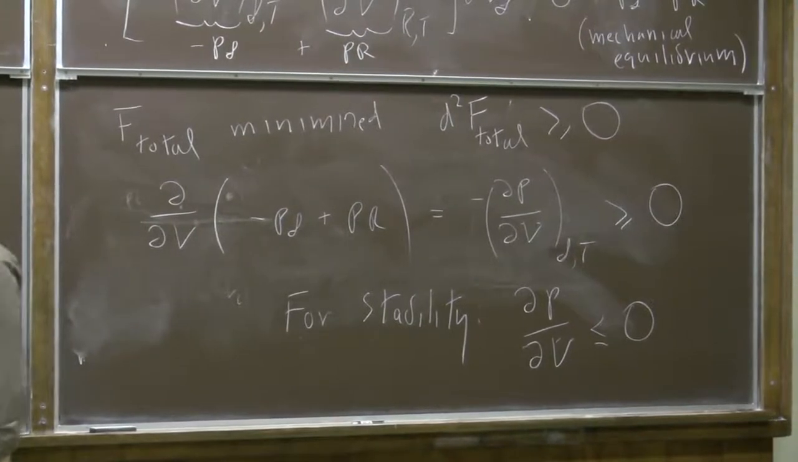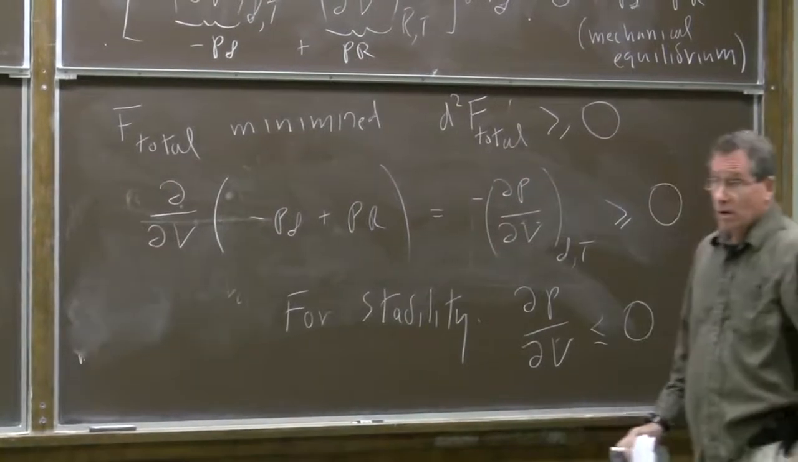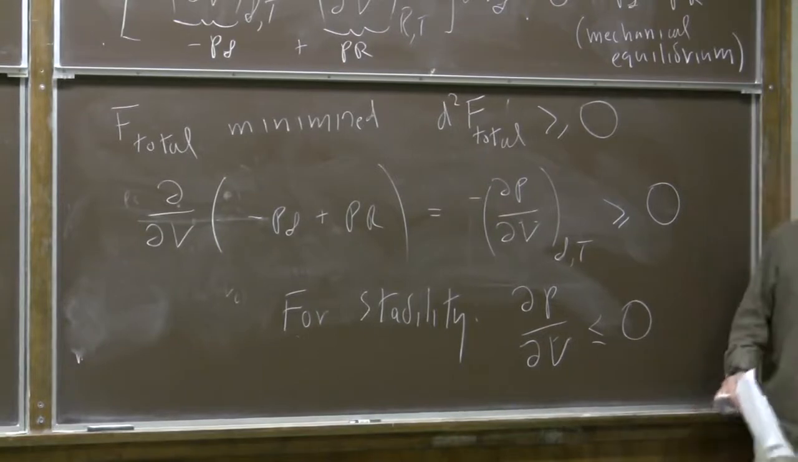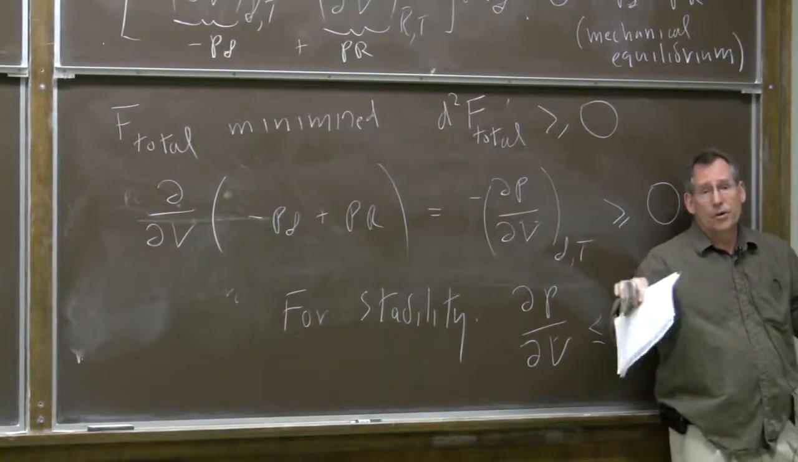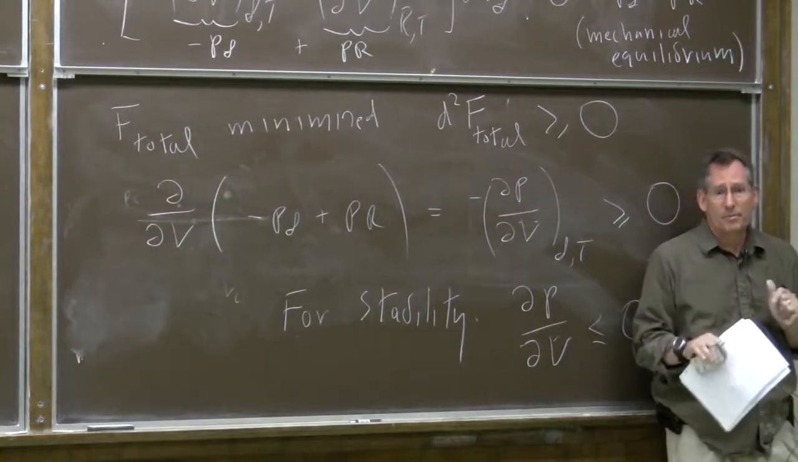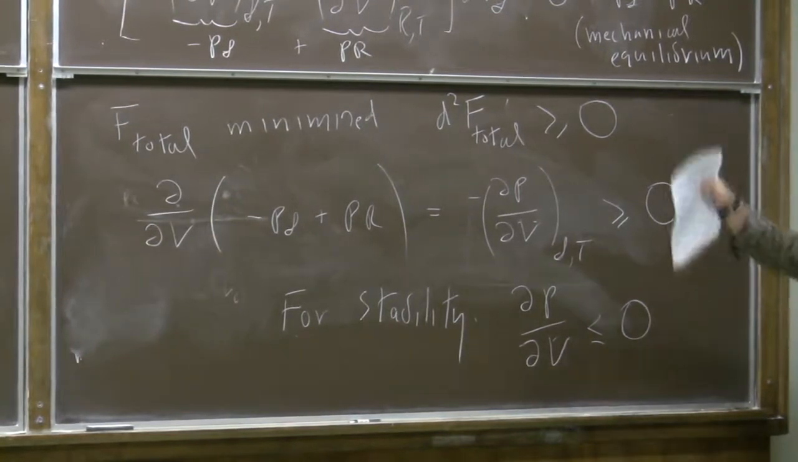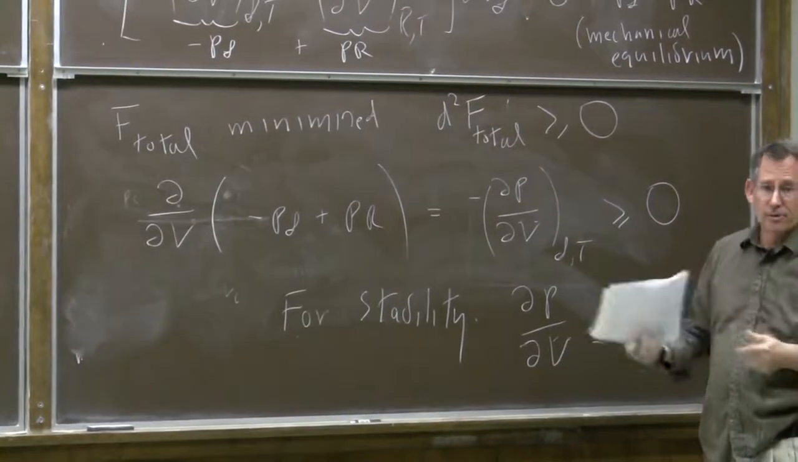Question? Isn't it only a minimum when it's strictly positive? Well, yeah. If it's equal to 0, then we have to consider even higher derivatives to know whether it's a minimum or a maximum. It's possible that it's equal to 0, but say the third derivative vanishes and the fourth derivative is positive, it would still be stable. But if it's negative, we're in trouble.